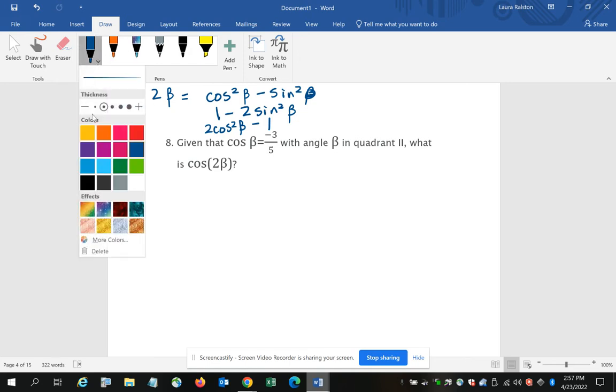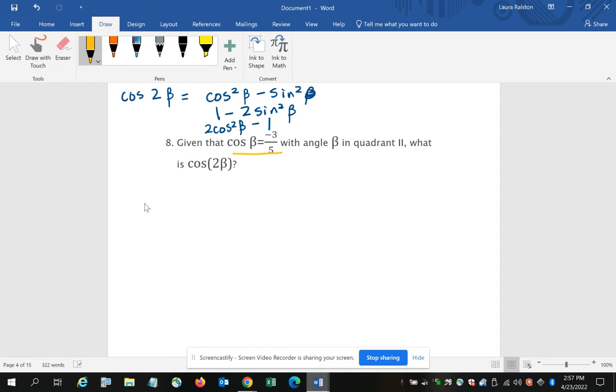So when I'm looking at this problem, I notice that I'm given cosine beta. Well, I really don't want to use this first formula, cosine squared beta minus sine squared beta, because I don't know sine squared. I don't want to use the second one, again, because I need sine squared and I don't have it. The third option, which is 2 cosine squared beta minus 1, is my best option because it only involves cosine, and it's the one that I was given. So I'm going to use the form of cosine 2 beta, 2 cosine squared beta minus 1.